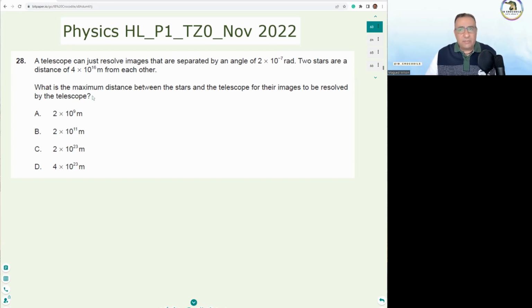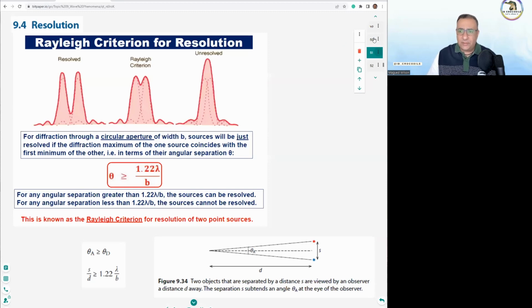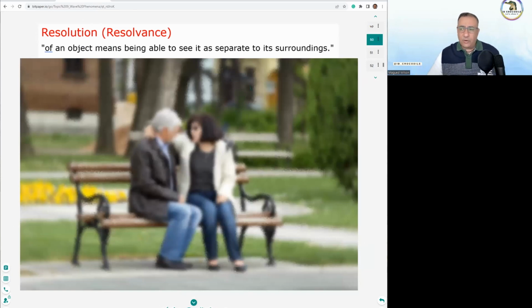This question is about resolution, or resolvance. Let's have a quick revision about this concept, topic 9, or basically 9.4. But before I proceed, I want to mention that resolution and thin film interference are removed from the new program. So if you are a fresh student starting physics IB in 2023, don't worry about this question. Resolution and thin film interference are removed.